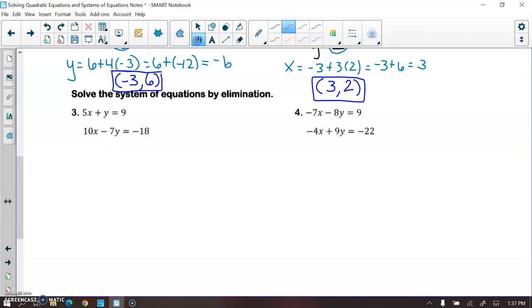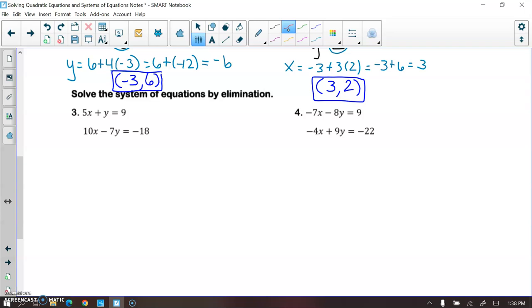Now what you're going to do is add these two equations, but the goal is to eliminate a variable. If I added these two equations right now, 5x plus 10x would give me 15x, so that variable would not eliminate, and 1y minus 7y does not eliminate either. So we're going to need to multiply one or both of these equations by something, so that when we add the equations together, we eliminate a variable.